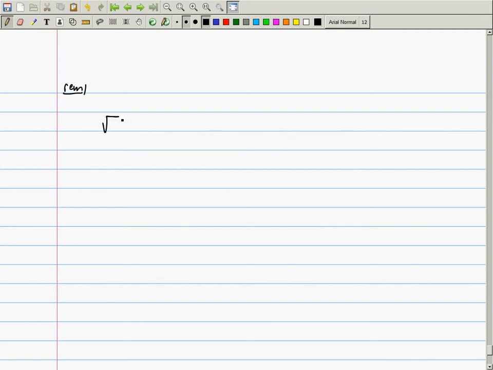For this reason, given a positive real number a, the square root of negative a is i times the square root of a. This can be made clear with a few examples. The square root of negative 3 is what? i times the square root of 3. The square root of negative 100 is 10i. The square root of negative 36.